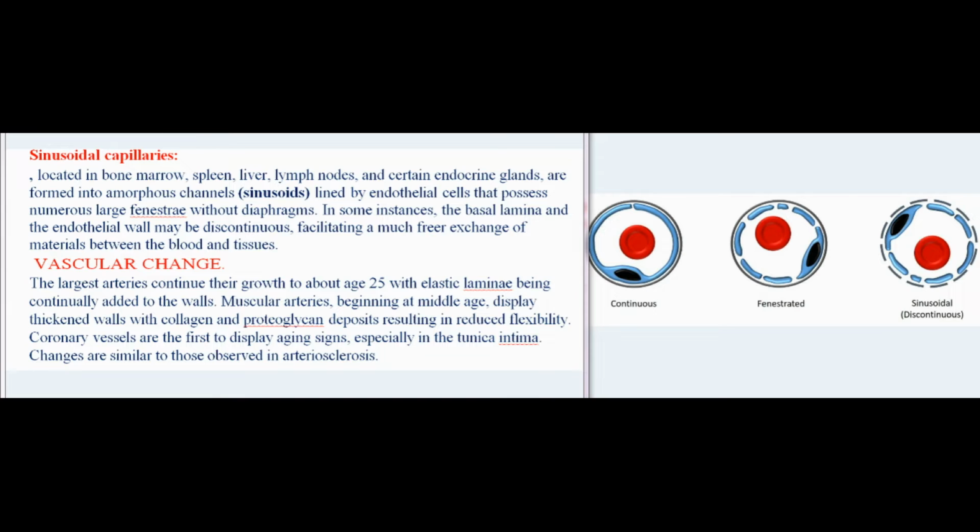Vascular change. The largest arteries continue their growth to about age 25, with elastic laminae being continually added to the walls. Muscular arteries, beginning at middle age, display thickened walls with collagen and proteoglycan deposits resulting in reduced flexibility. Coronary vessels are the first to display aging signs, especially in the tunica intima. Changes are similar to those observed in arteriosclerosis.